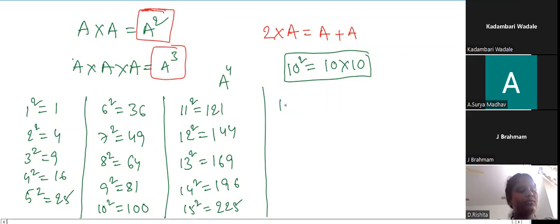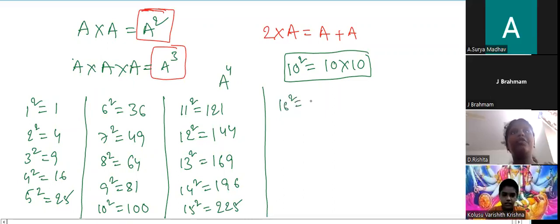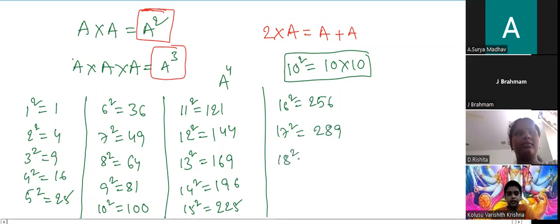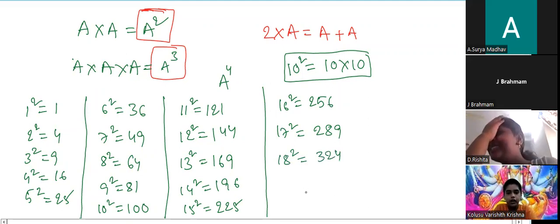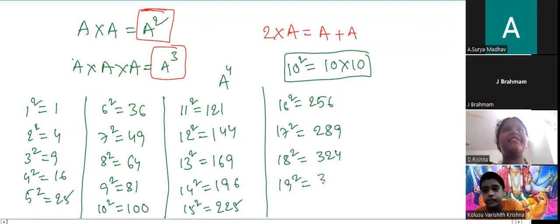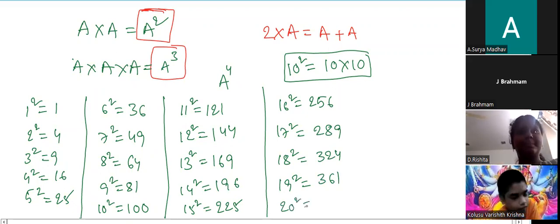Okay, 16 square. 256. Sir. 17 square. 289. 18 square. 324. 19 square. 361. And 20 square. 400. Okay.